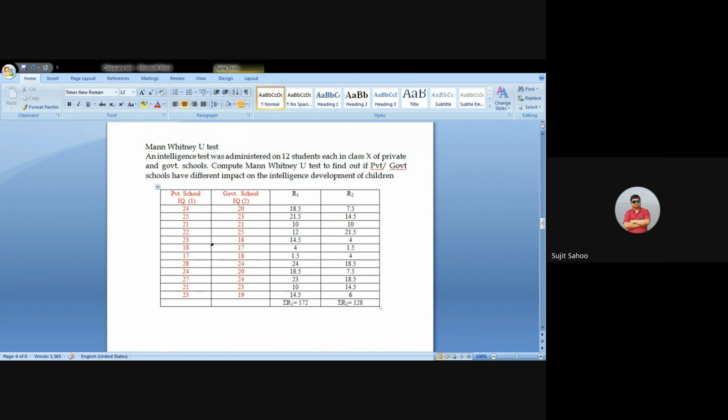In private school, students have secured 24, 25, 21, 22, 23, 18, 17, like that. In government school, like that.